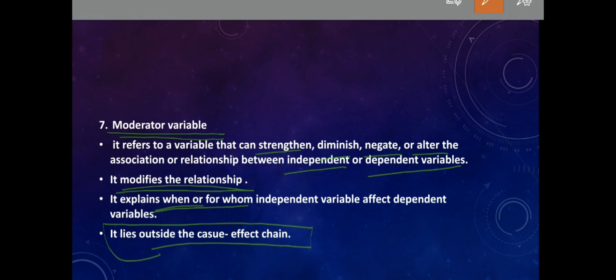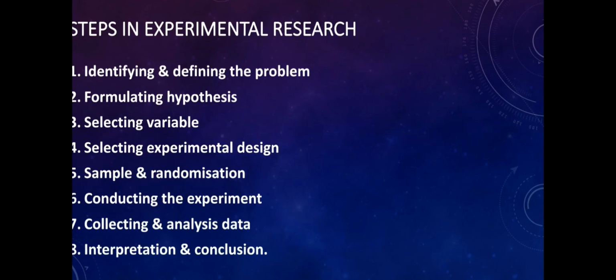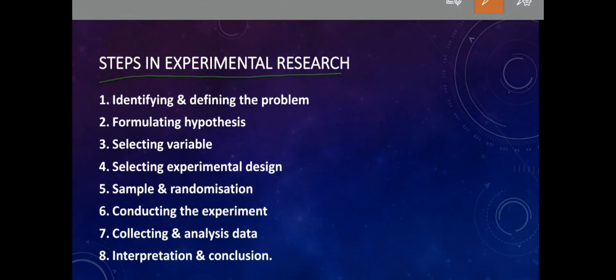Then, steps in experimental research. The first step is identifying or defining the problem. Then formulating a hypothesis. Then selecting variables. After selecting variables, you have to select the experimental design. We are going to know what that is, just wait. Then sample and randomization. Randomization means no bias comes in.